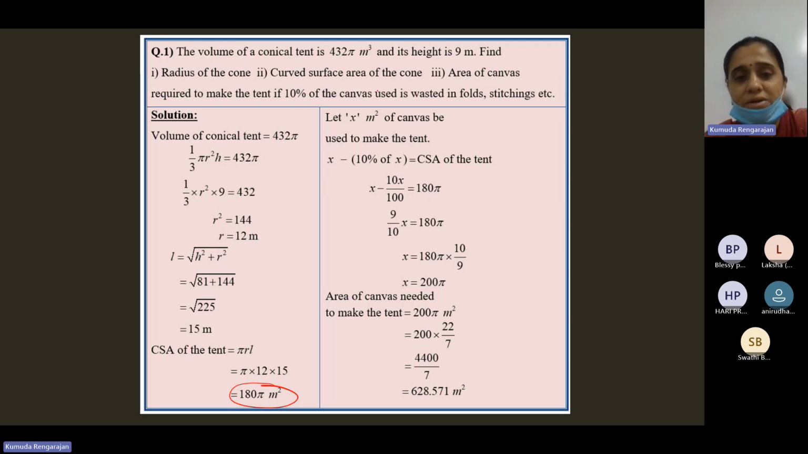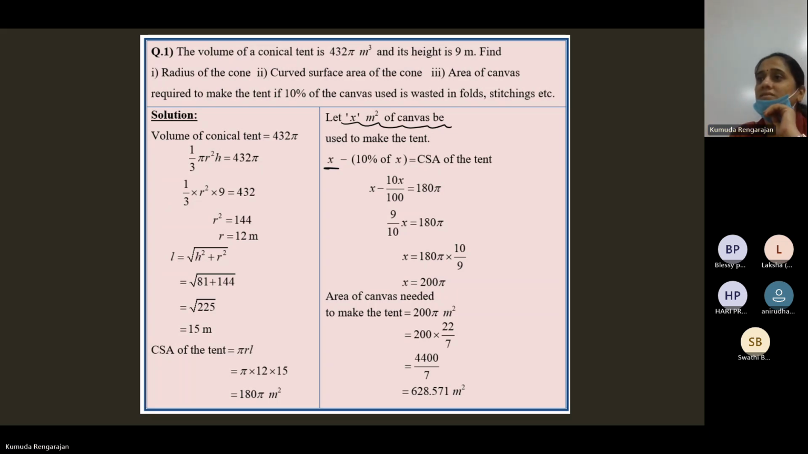So we'll assume that we purchase X meter square. You should not say that I purchased 180 pi and 10% on that is wasted. Then how will you get the tent of 12 meters and 9 meters? So you cannot buy 180 pi. You should buy more. You must buy more. So let's assume that we buy X meter square of canvas. Now from X, how much is wasted? 10%. See, you buy some amount, on that 10% is wasted. You buy X, 10% of that X is wasted.